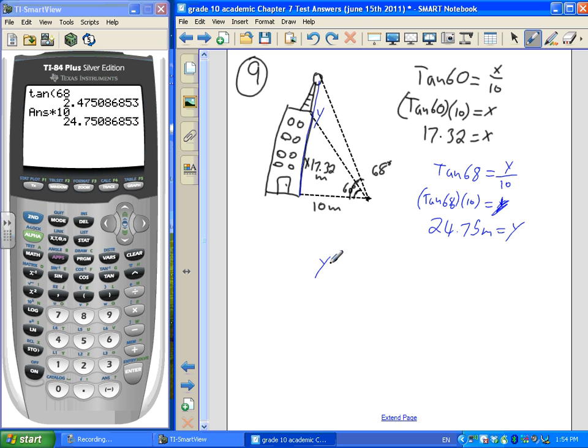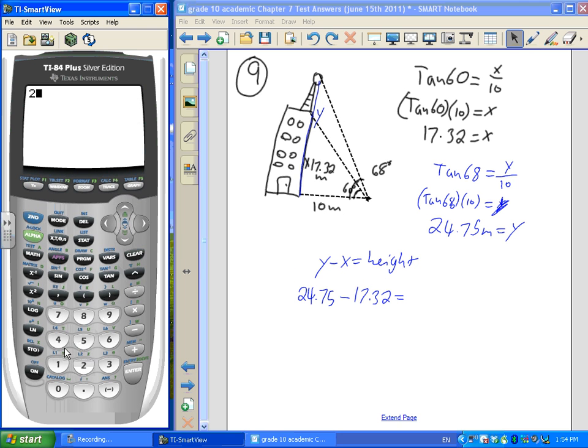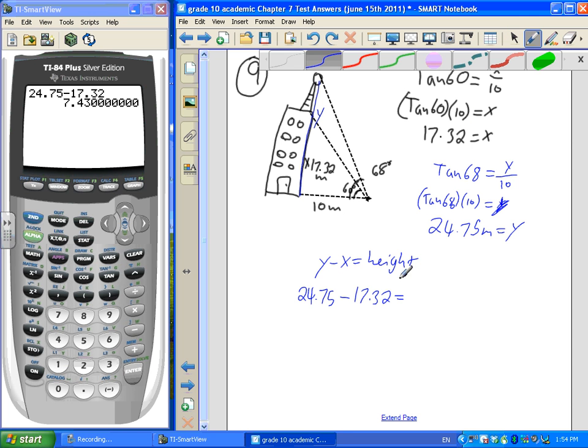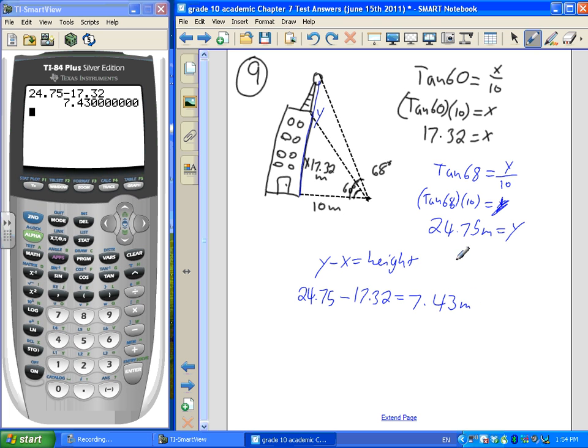So we'll make our third equation. Y minus x is equal to the height of the tower. So our y is 24.75. Subtract 17.32 is equal to 7.24, is it? Oh no, 7.43. That's it. So the height of the tower is 7.43 meters tall.